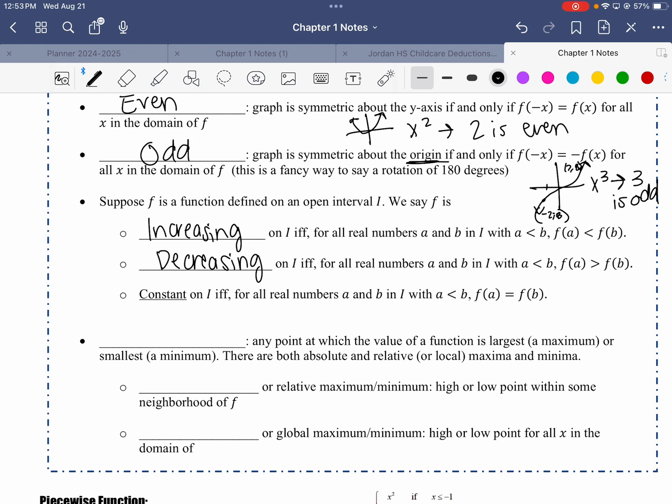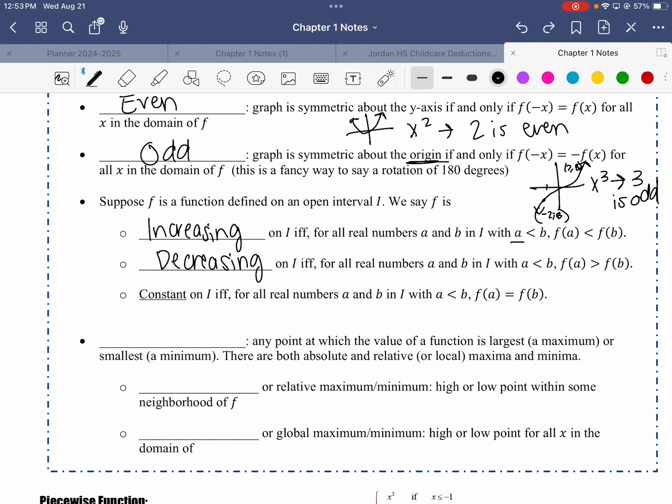I think you guys are familiar with increasing and decreasing on graphs. I think you guys could do that in your sleep, honestly. But they do have formal definitions that are very handy when you get to calculus. So I want to make sure you guys have at least seen them. Okay?